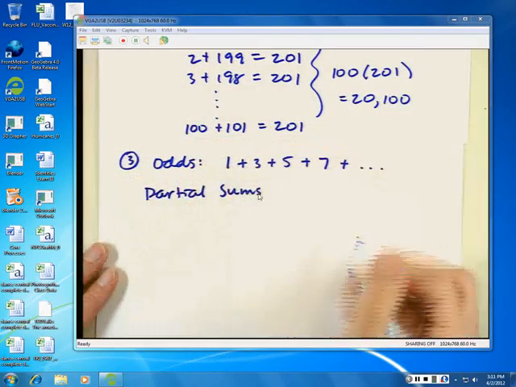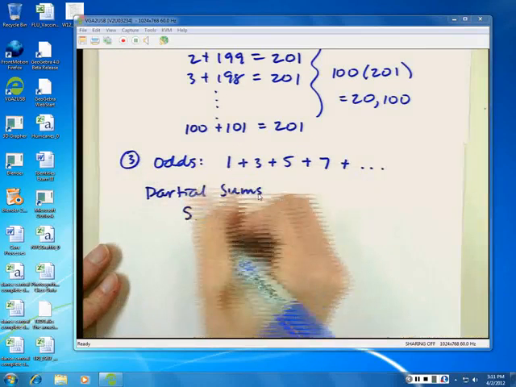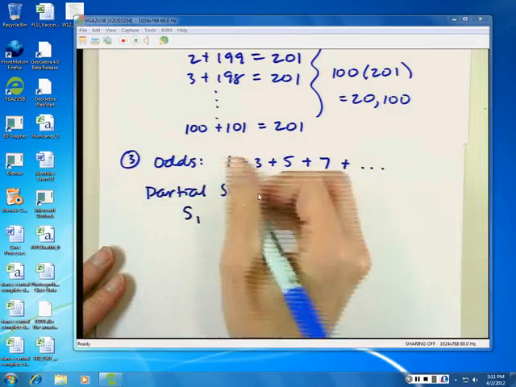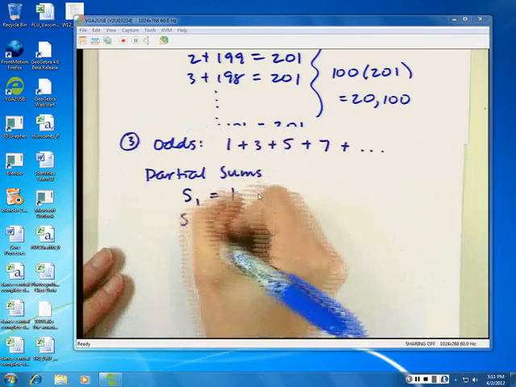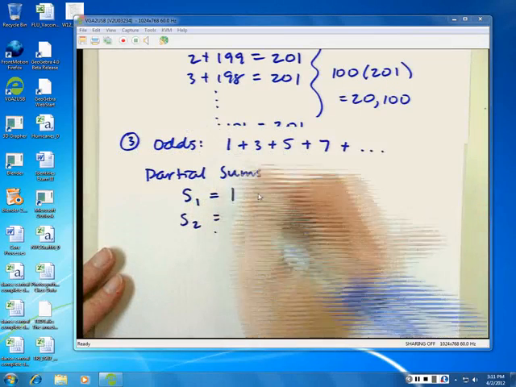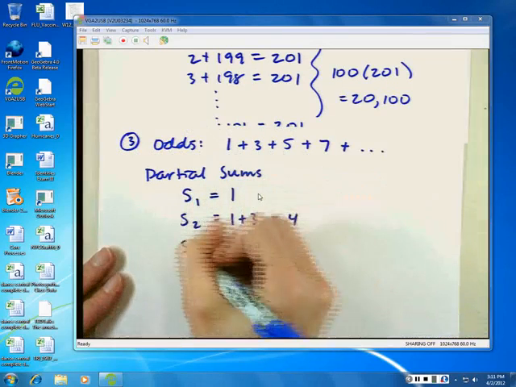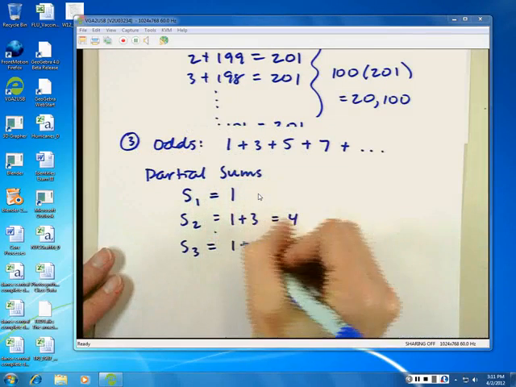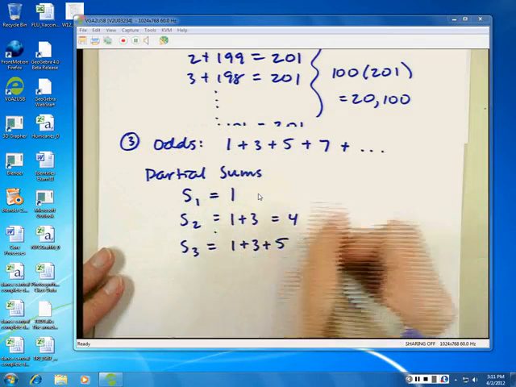So for a partial sum, I'm going to use a capital S to denote the sum, and S sub 1 would be the sum of the first number. That's just 1. S sub 2 would be the sum of the first two numbers, 1 plus 3. So 1 plus 3, which is equal to 4. S sub 3, I add the first three numbers, 1 plus 3 plus 5. That's 4 plus 5, which is 9.